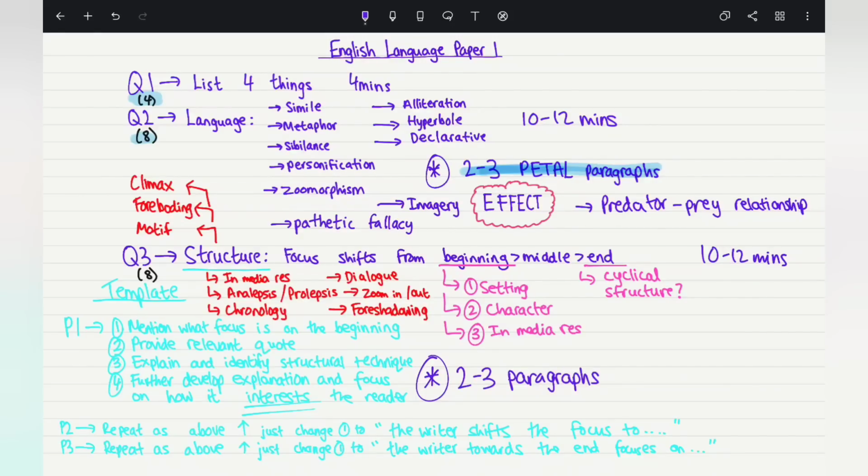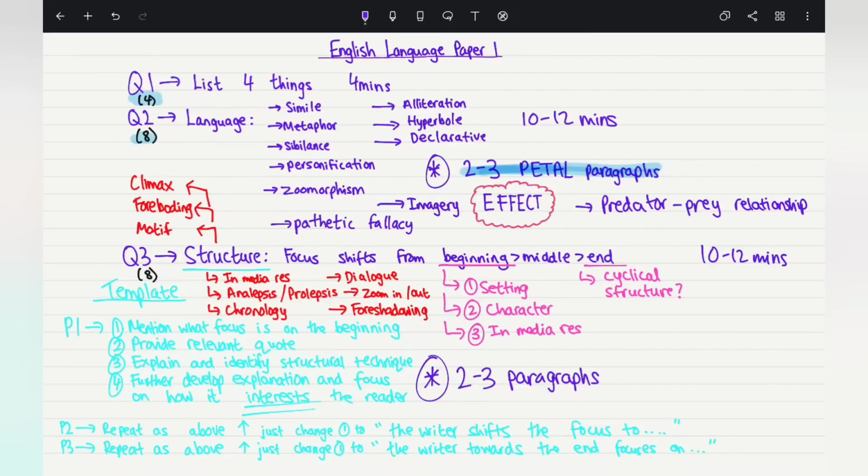And also, because it's the whole text, you want to look at how the focus shifts to the middle, and then how does it shift to the end. And often what writers do is that they use a cyclical structure. So it's not always used, but it's something that is potentially going to be there on Monday. And in terms of timing, you should spend around 10 to 12 minutes for this question.